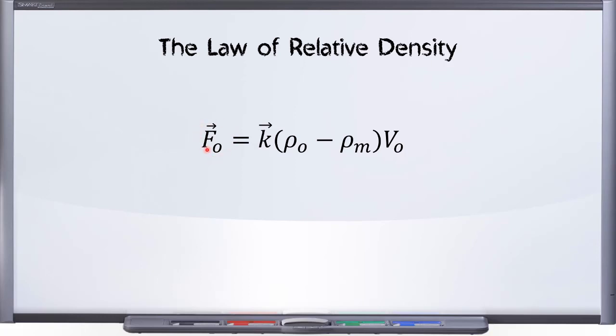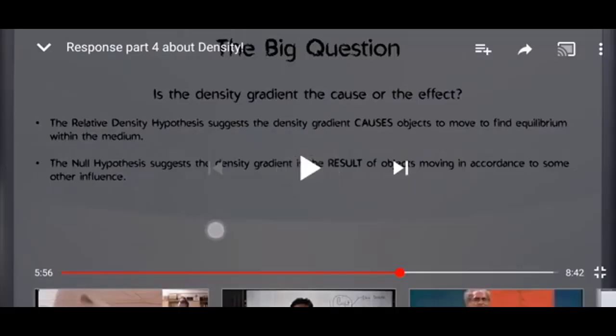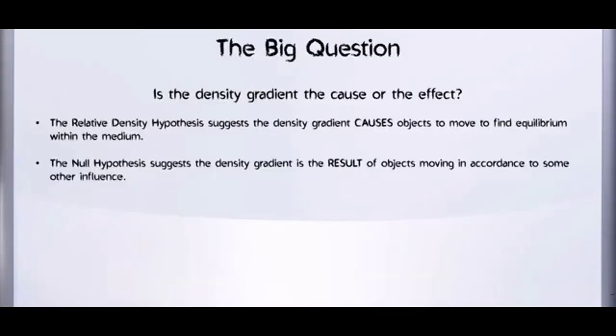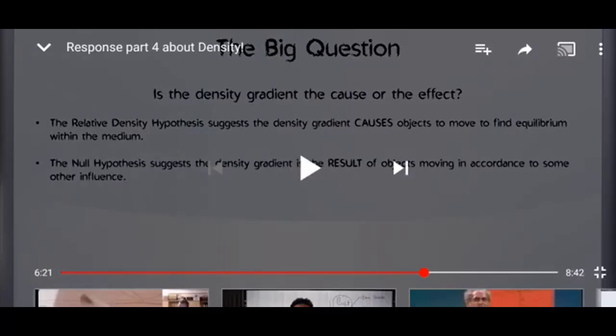The amount of force is also based on the size and volume of the object. Larger object, more force. More density, more force. Negative density differential, and the force will be in the opposite direction. It will go up. Density gradient is the cause. Not really, no. The relative density is the cause. The density gradient is not the cause of objects moving.